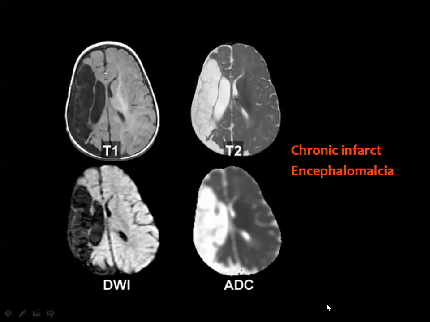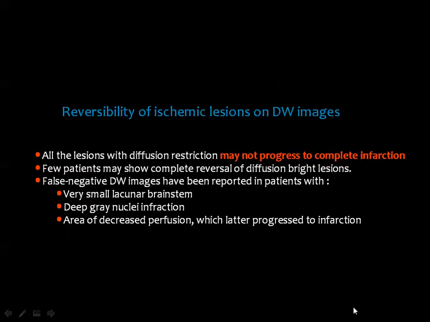phenomenon. Then this is a chronic infarction in an area of encephalomalacia with a vasodilatation of the ventricle, low signal in the T1, high signal in the T2, and low signal in DWI and high signal in the ADC map.